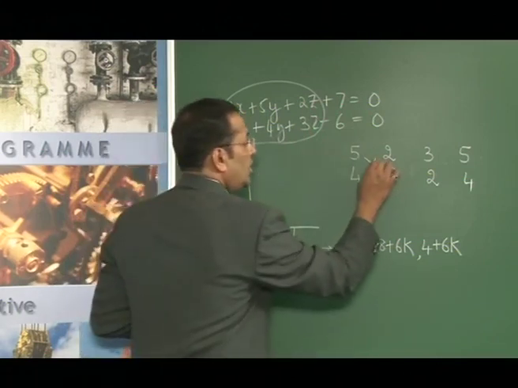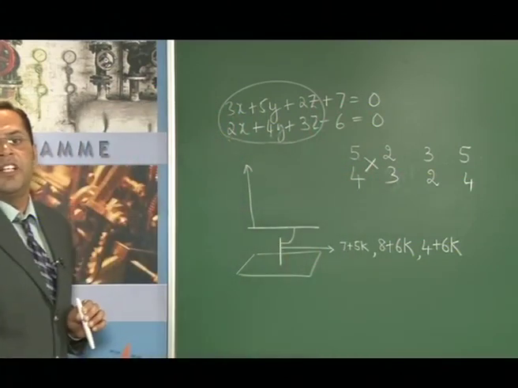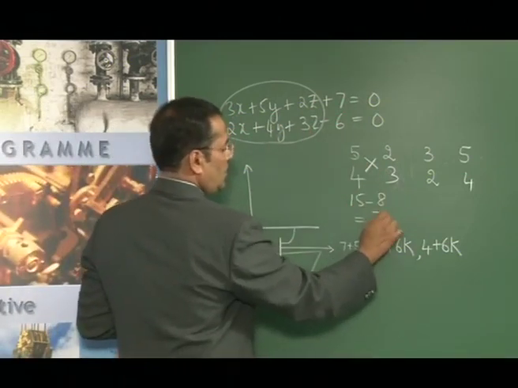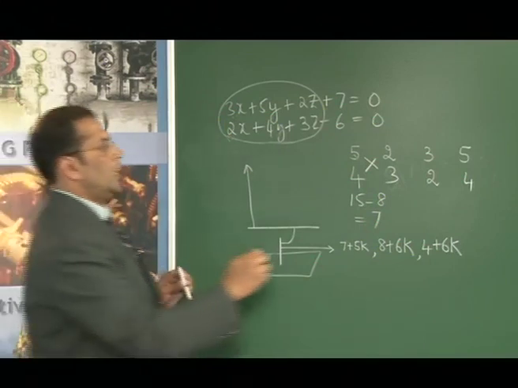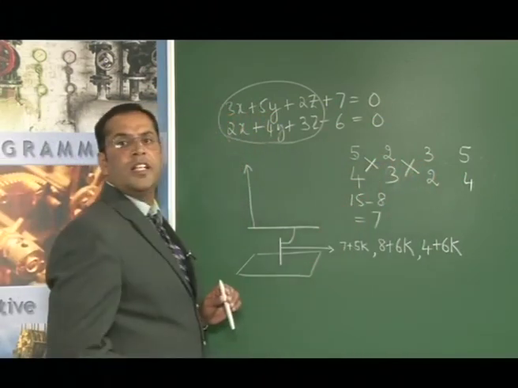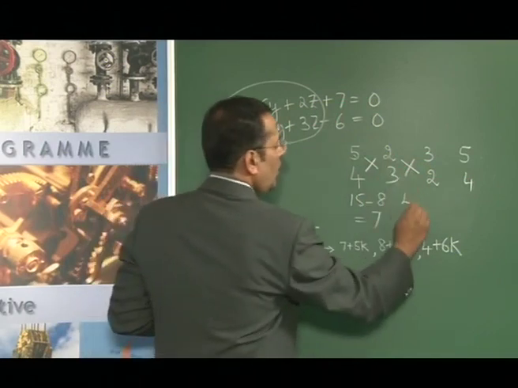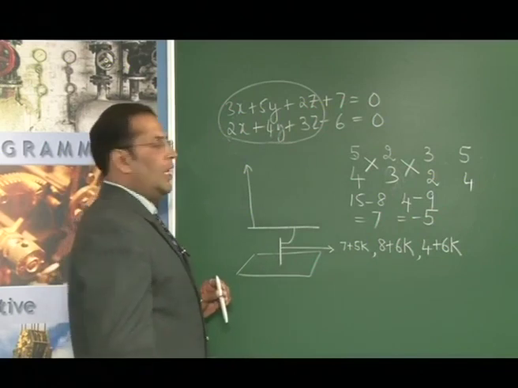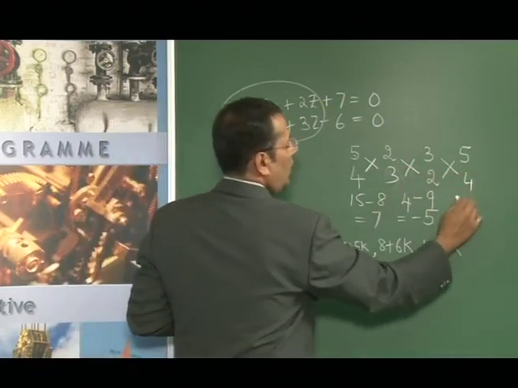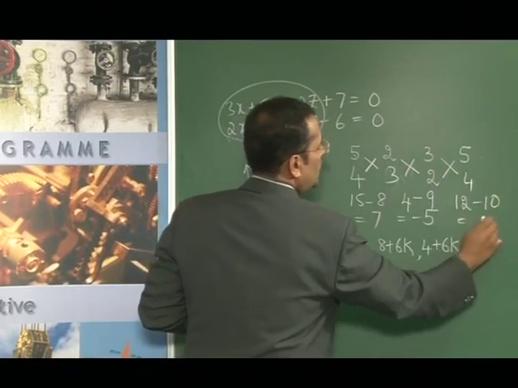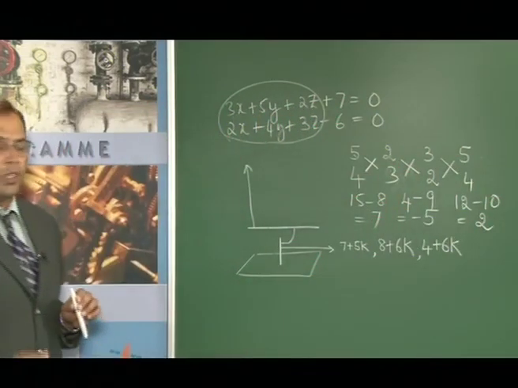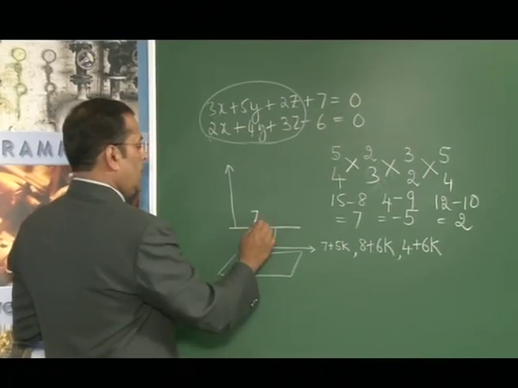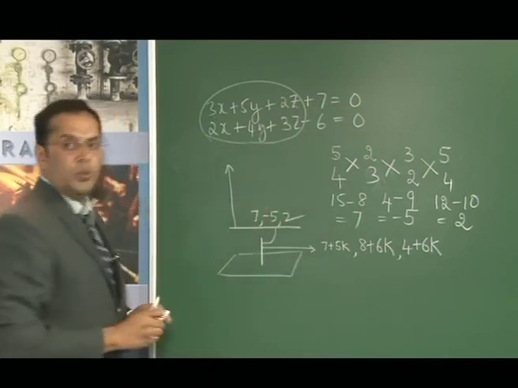The determinant of the first sequence will give you the first ratio, which is 15 minus 8 equal to 7. And the determinant of the second sequence will give you the second ratio, which is 2 2s are 4 minus 9, which is minus 5. And the last one, 4 3s are 12 minus 10, which is equal to 2. So, the direction ratios of the line parallel to the plane are 7, minus 5 and 2.